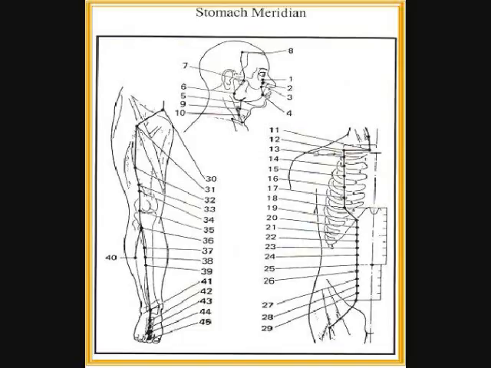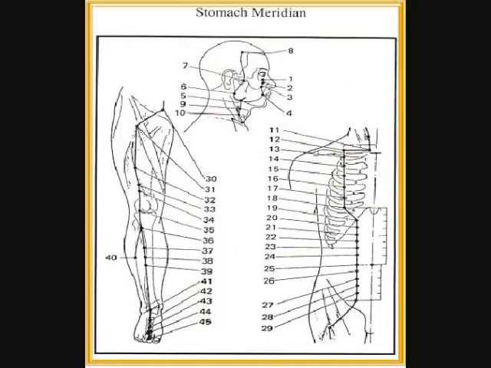Stomach 40. 8 cun superior to the external malleolus, about 1 finger's breadth lateral to stomach 38. Stomach 41. On the transverse crease of the ankle joint in the depression between the tendon of M. extensor digitorum longus and hallucis longus.